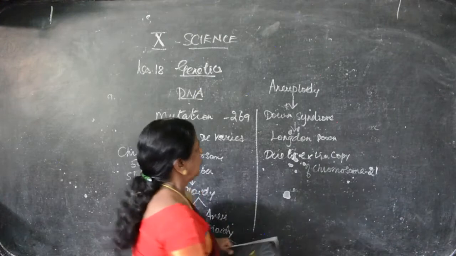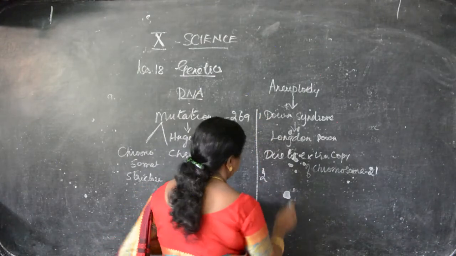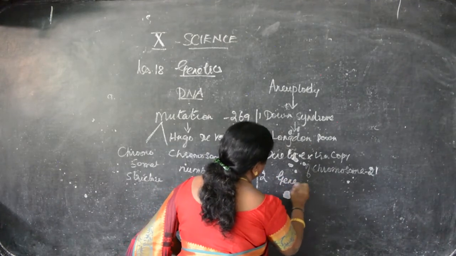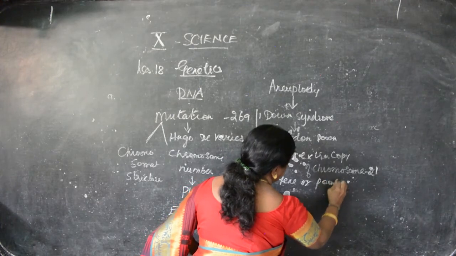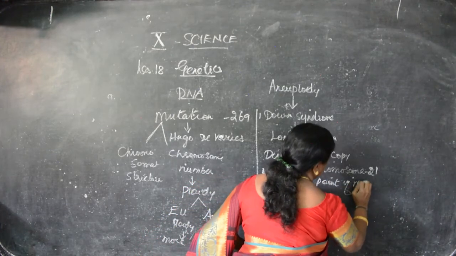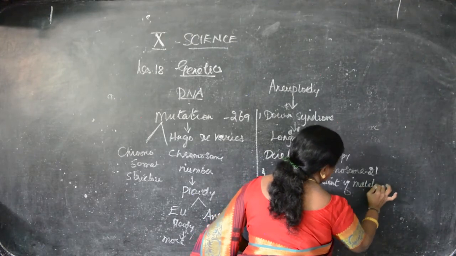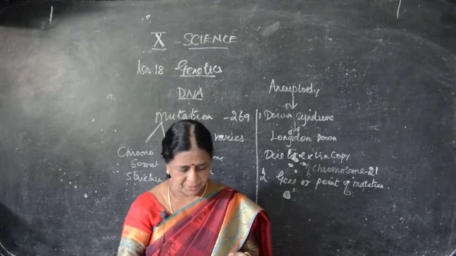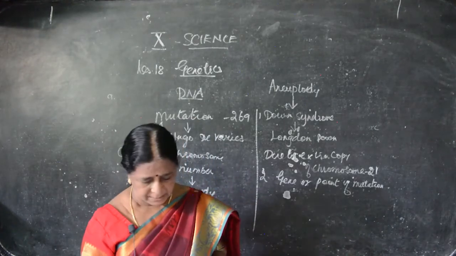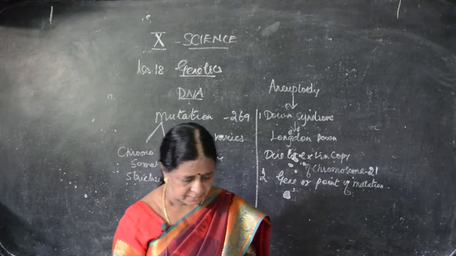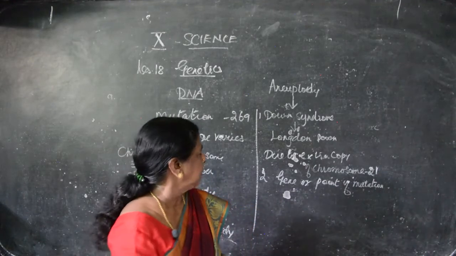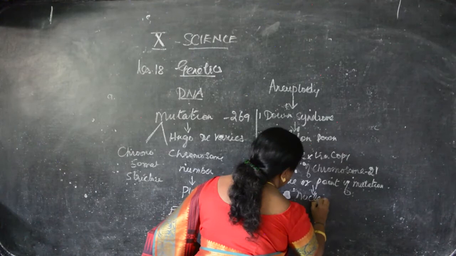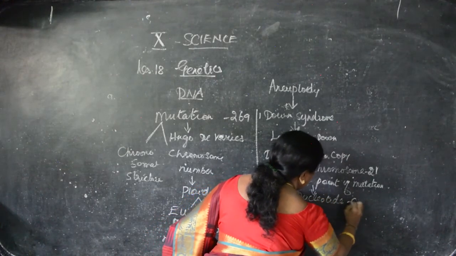Other diseases: one is Down syndrome, the other one is gene or point mutation. This is the second defect. Gene mutation. This is mutation, sudden changes. Mutation is the change occurring in the nucleotide sequence of a gene. Here, the changes occur in the nucleotide. Nucleotide changes.